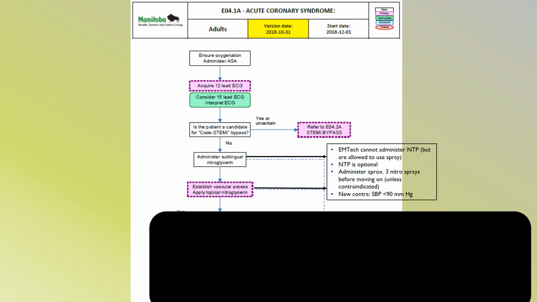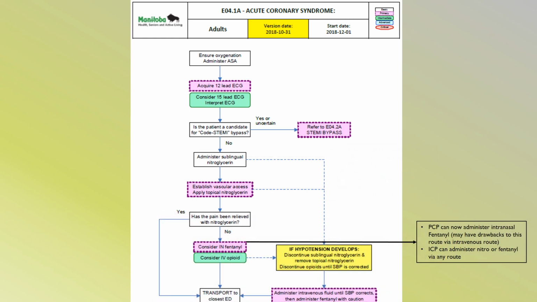There's one new contraindication or adjustment: systolic pressure less than 90. If it's less than 90, you're no longer able to administer nitroglycerin. So that's a change from 100 from before. Think about IV access for these patients if you haven't already achieved that. And then we come down, and has the pain been relieved with nitroglycerin?